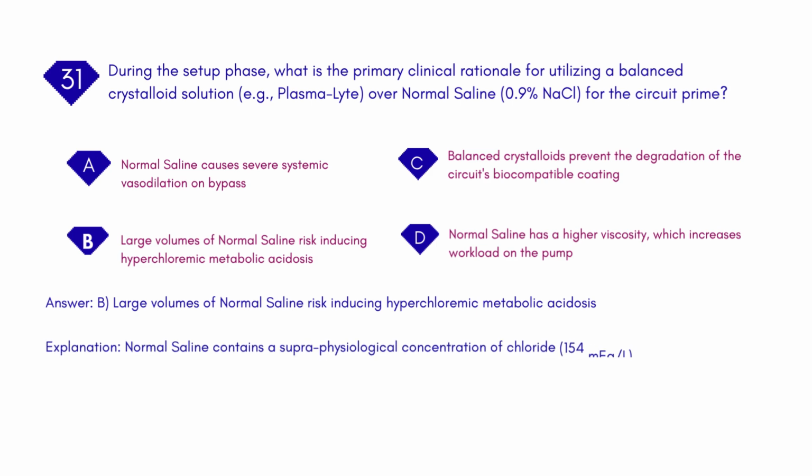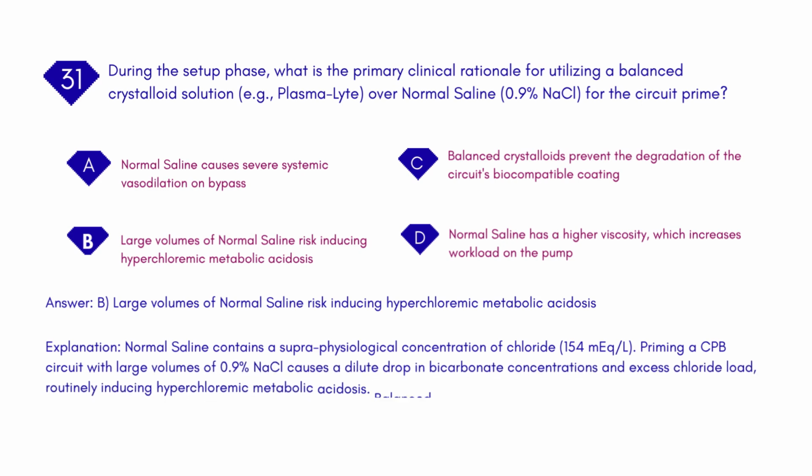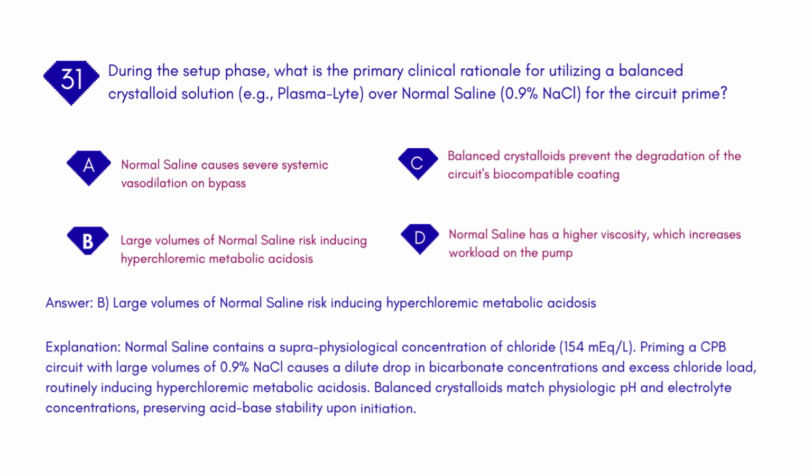Explanation: Normal saline contains a supraphysiological concentration of chloride, 154 milliequivalents/L. Priming a CPB circuit with large volumes of 0.9% NaCl causes a dilutional drop in bicarbonate concentration and an excess chloride load, routinely inducing hyperchloremic metabolic acidosis. Balanced crystalloids match physiologic pH and electrolyte concentrations, preserving acid-base stability upon initiation.